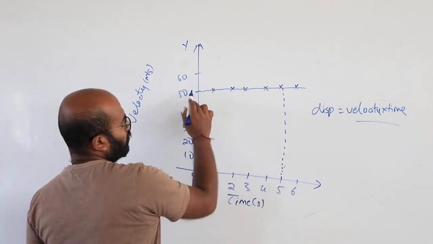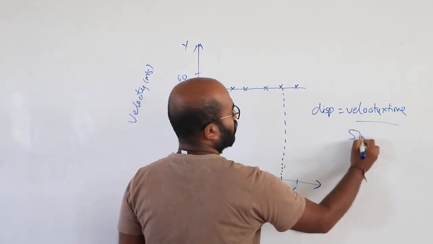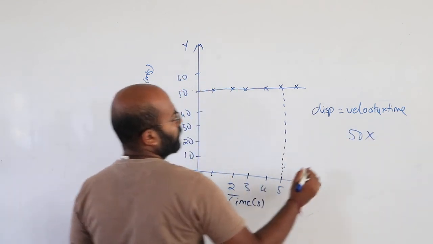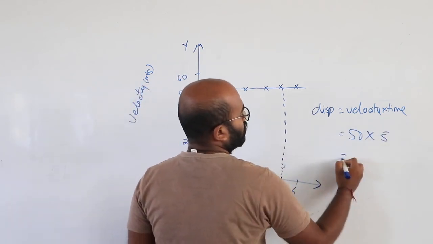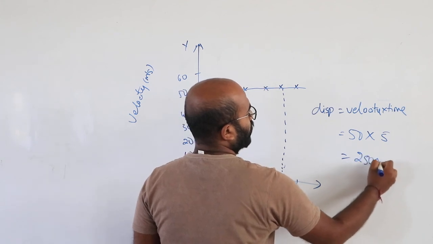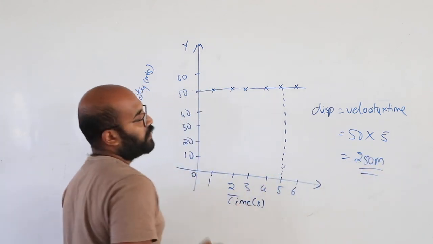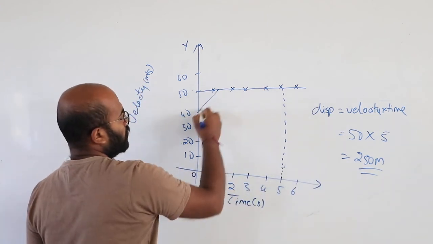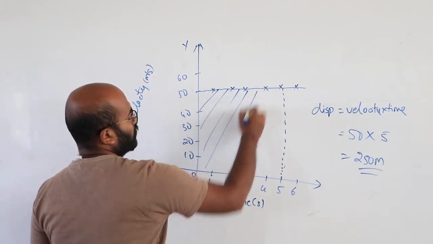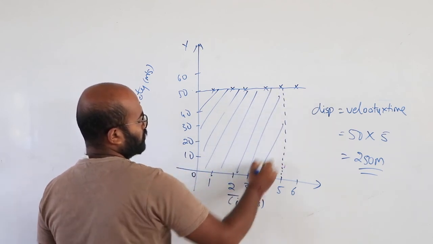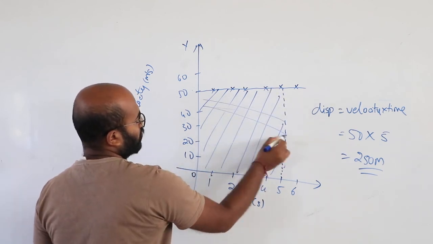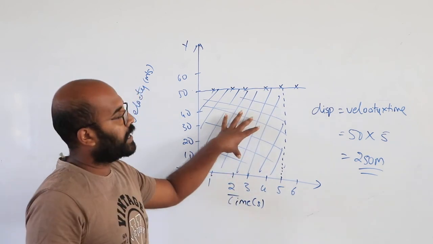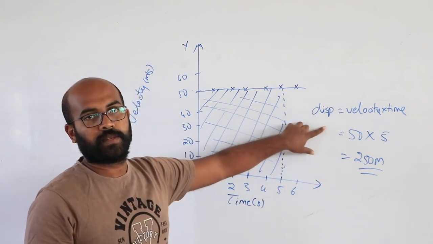So velocity, that is 50. Time, that is 5. So that is 250 meter. So after 5 seconds, it has traveled 250 meter. So what is this 250? This is also the area under this graph. So this area is giving us the displacement.